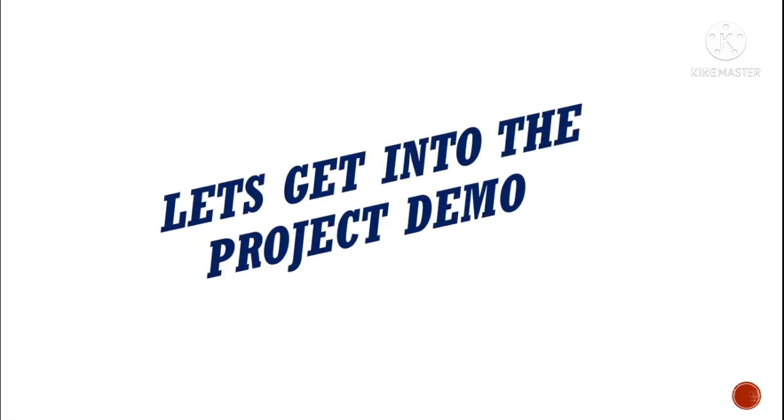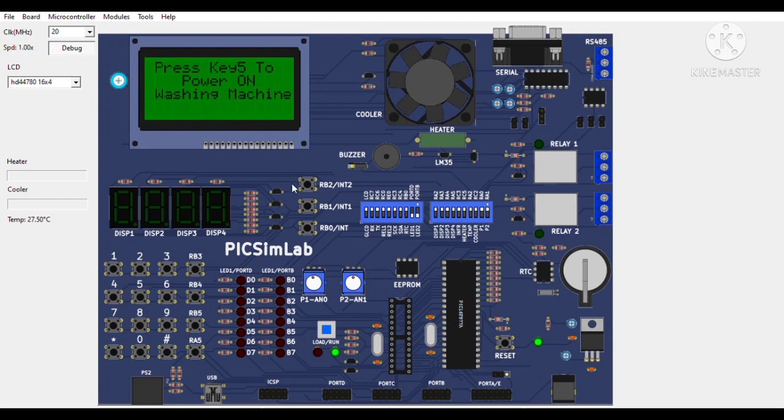Let's get into the project demo. In the first step, we have to turn on the washing machine by pressing key 5. Powering on, the washing machine interface will appear.